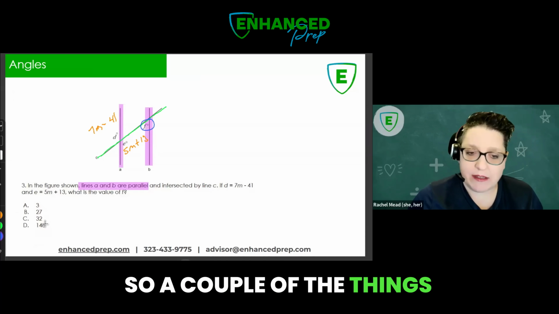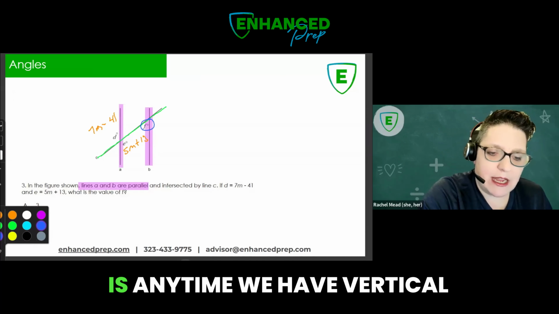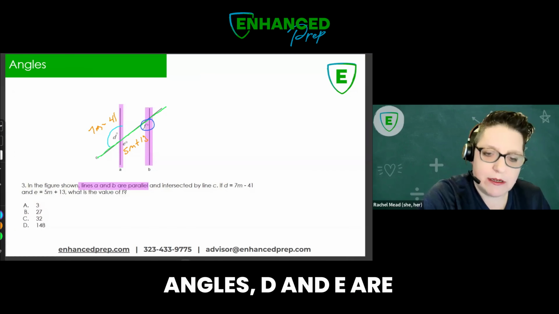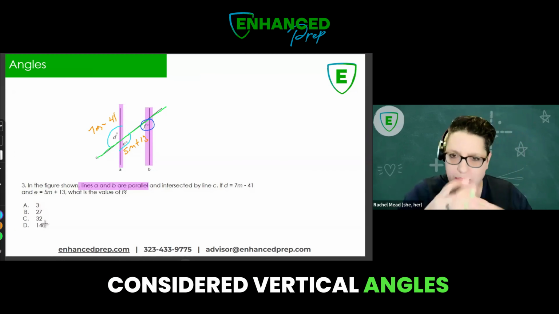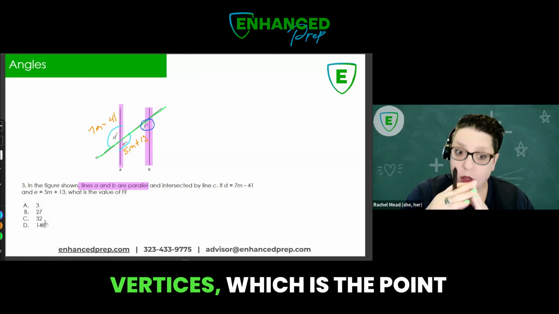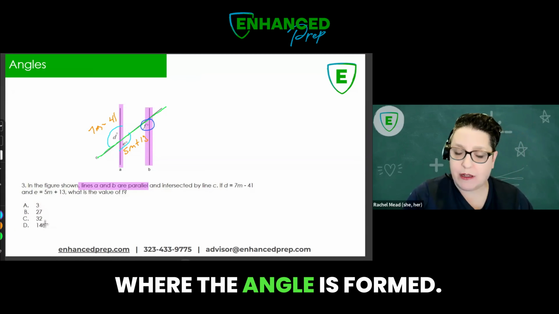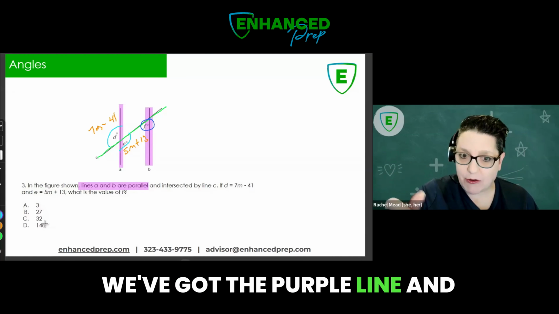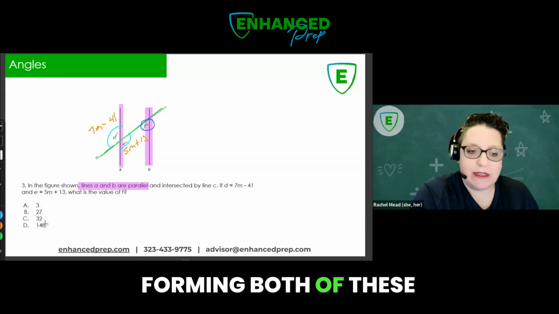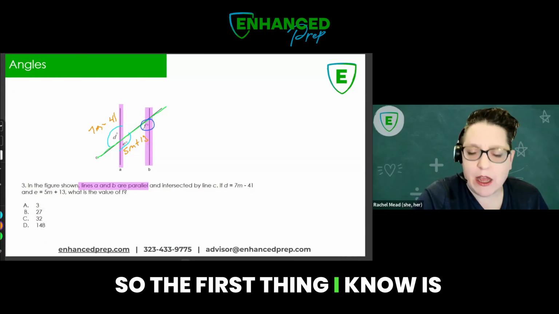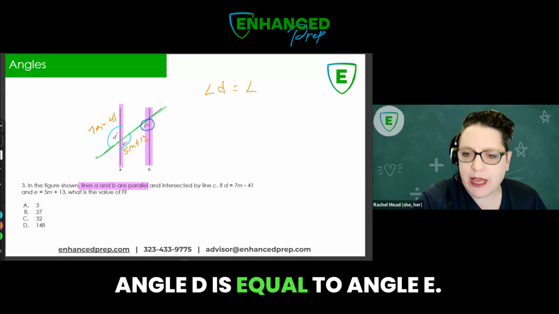So a couple of the things that we need to remember here is anytime we have vertical angles, D and E are considered vertical angles because they share the same vertex, which is the point where the angle is formed. We've got the purple line and the green line that is forming both of these together. So the first thing I know is angle D is equal to angle E.